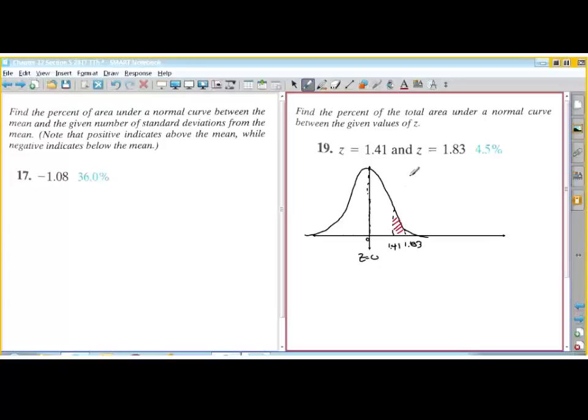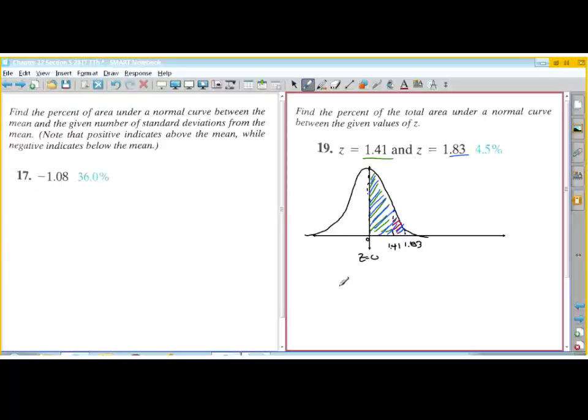So I could, if I make this green, I'll put a little green line under it, the area associated with a z-score of 1.41 would be that. And let's use blue for this one. For a z-score of 1.83, that's going to be the same area here plus that little bit more to get you to 1.83. So you can see that we're going to need to subtract the area associated with this z-score from the area associated with this z-score.